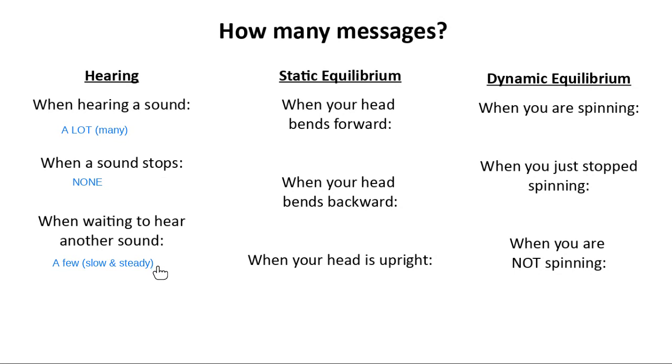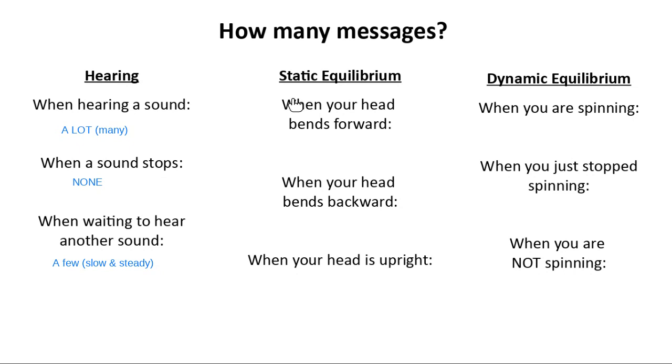So when we're studying the process of hearing, we spit out a lot of neurotransmitters when we're actively hearing something. We spit out no neurotransmitters when we just finished hearing something. And we spit out a few neurotransmitters when we're just at normal, when we're not really hearing any sounds.